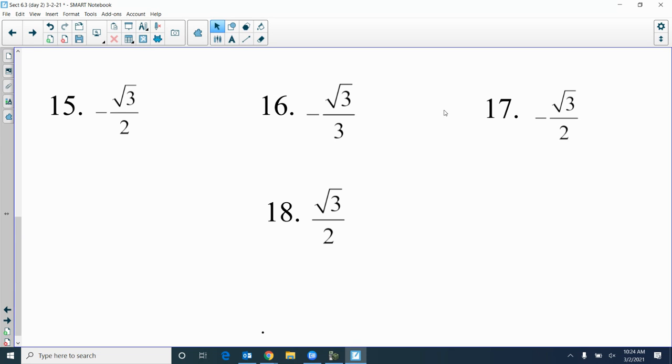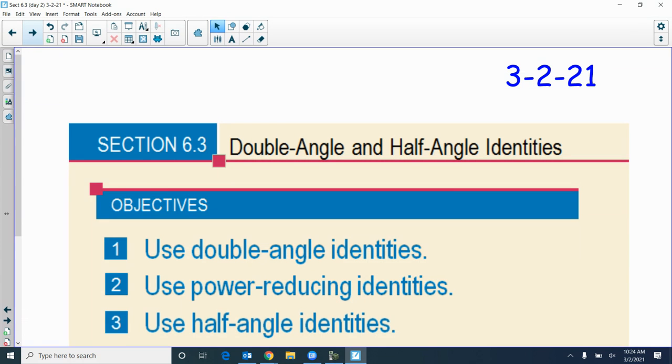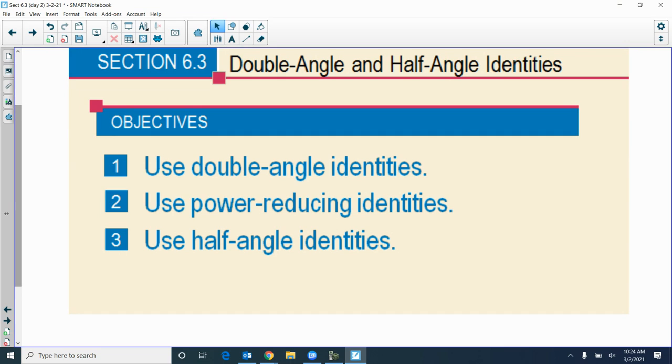All right, any questions here on the homework? I'll take that as a no. All right. Yesterday we did the double angles.